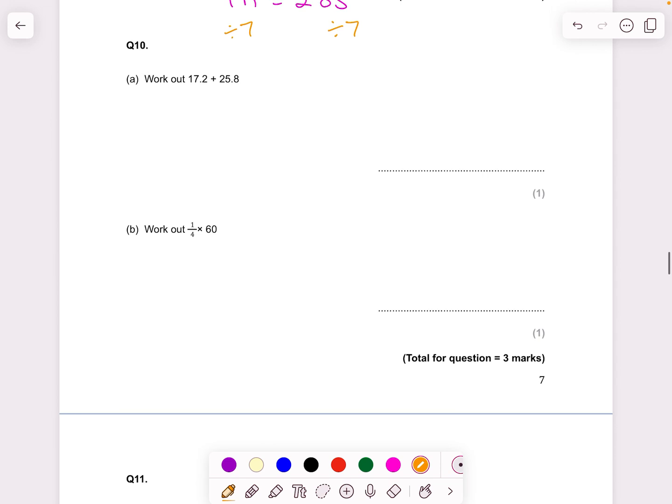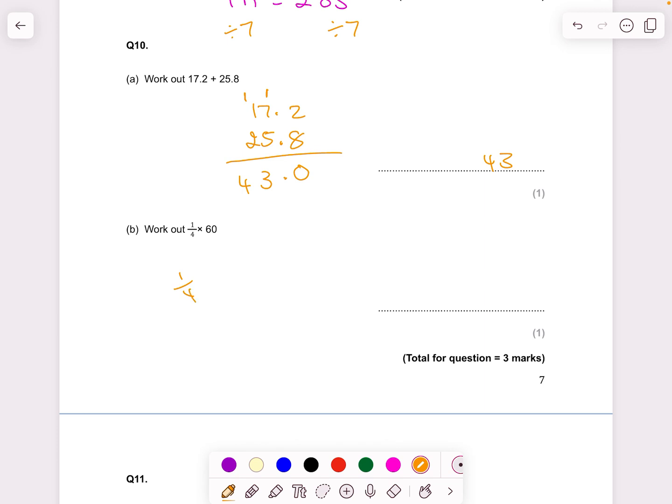Okay, question 10 was a straightforward adding decimals. Line them up. Make sure that the decimal points line up with each other. And it's simple as then adding 2 plus 8 is 10. Put the 0 down, carry the 1. 7 plus 5 is 12, add the 1 is 13, put the 3 down, carry the 1, and 1 plus 1 plus 2 is 4, so 43. If you wrote 43.0, that is also fine, you will still get the mark.